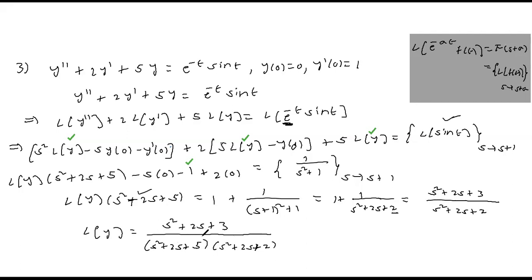Now I want y. How do I find out y? By applying L inverse on both sides. So before applying L inverse on both sides, we shall write this into partial fractions. For the time being, call it as Y of s. We shall write Y of s into partial fractions and then find out the inverse transform. Shall I proceed?